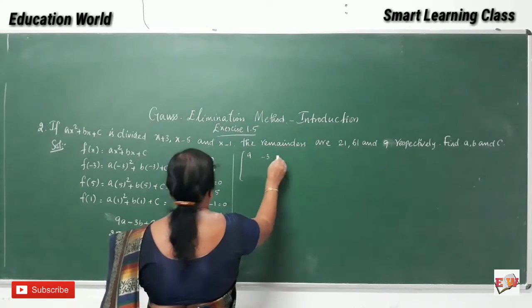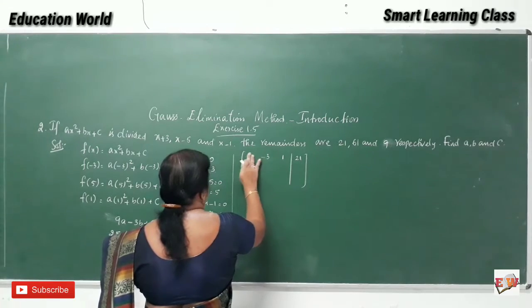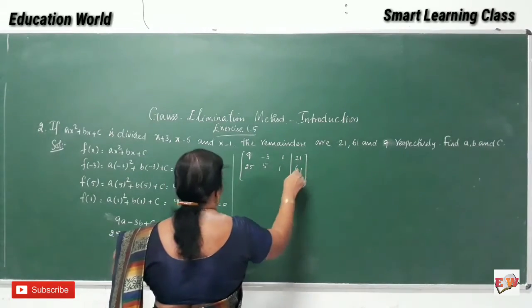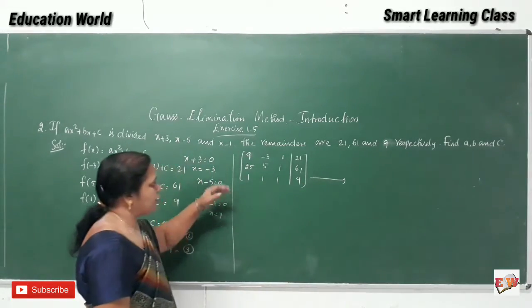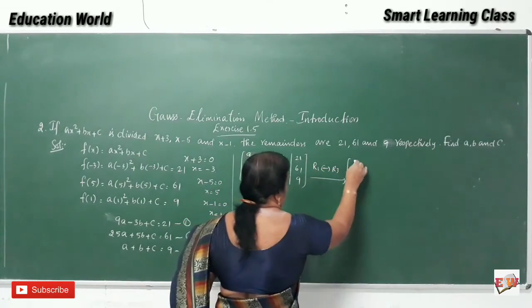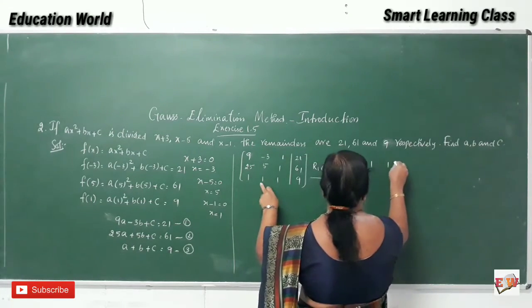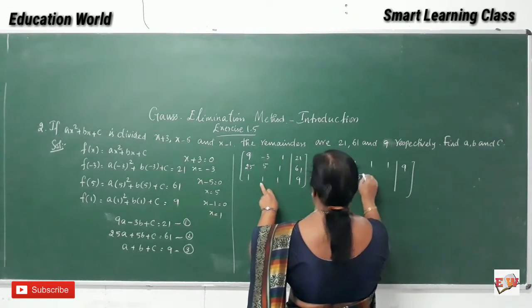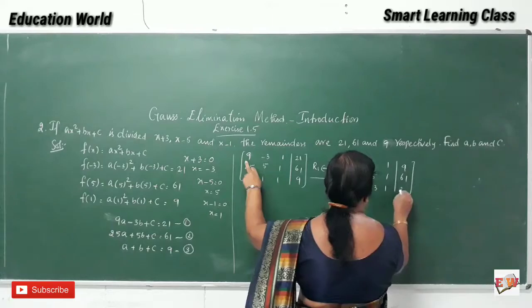9, minus 3, 1, 21. 25, 5, 1, 61. 1, 1, 1, 9. First step, I am going to interchange R1 and R3. So 1, 1, 1, 9. Second row as it is we have to write. Then the first row, 9, minus 3, 1, 21.